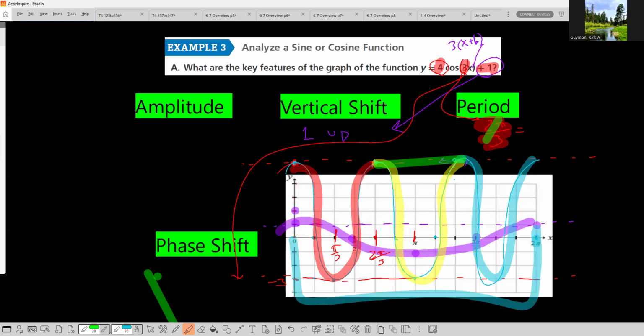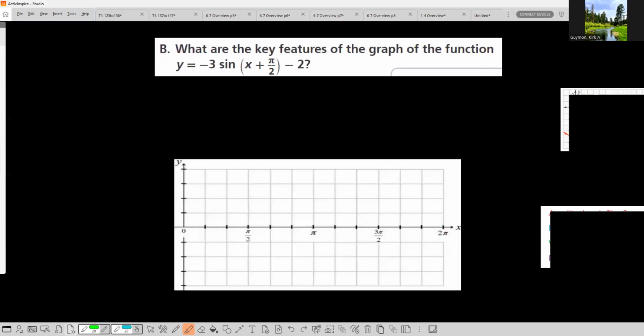All right, let's see what we've got after that. What's going on here in this one then? So the negative in front is going to flip it. Okay, we got the whole midline moved down 2. So our midline's down here that we're going to oscillate back and forth across. We're going to flip it on the sine.